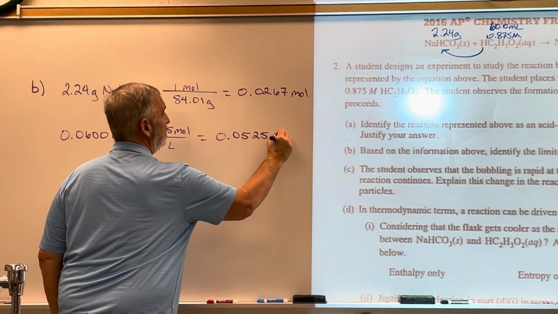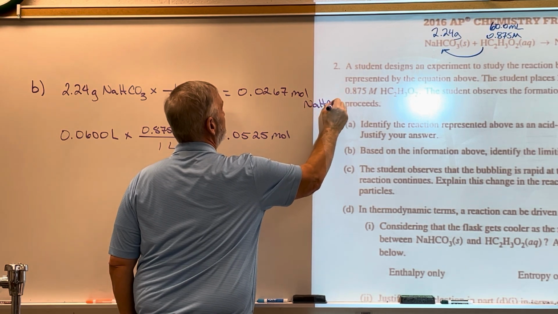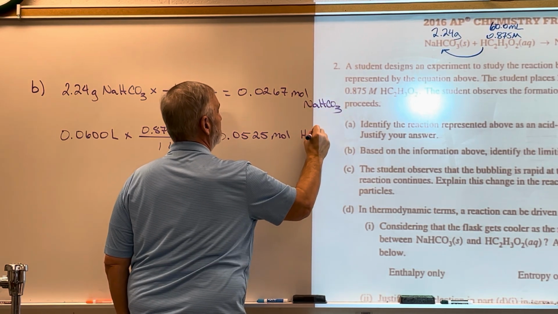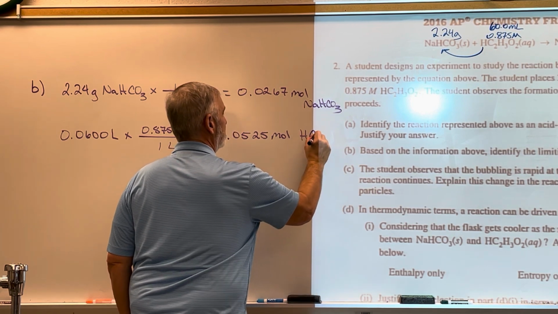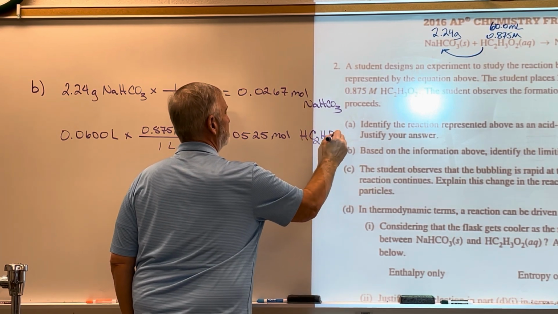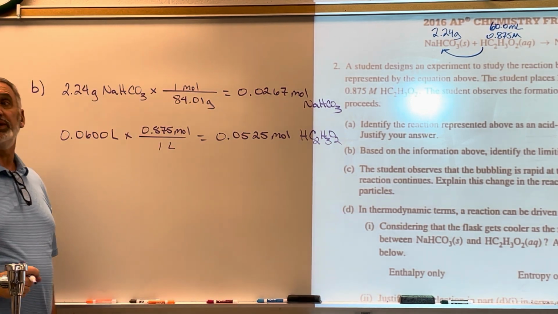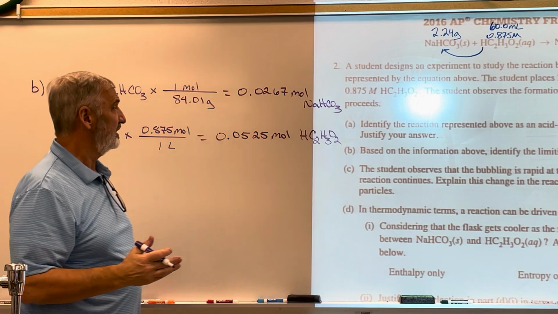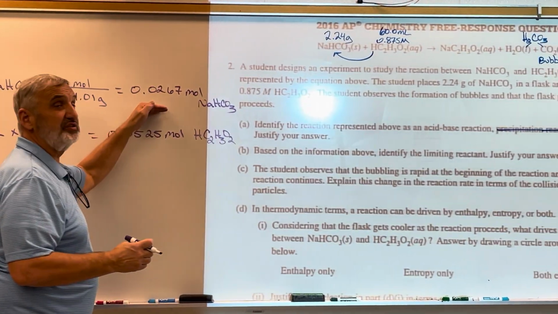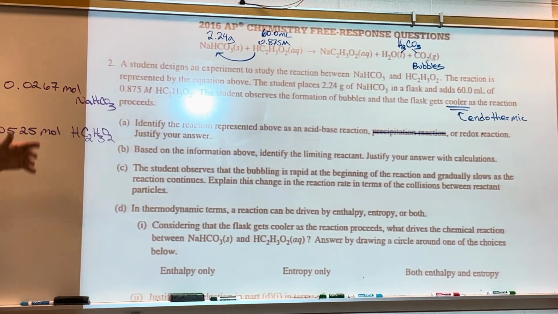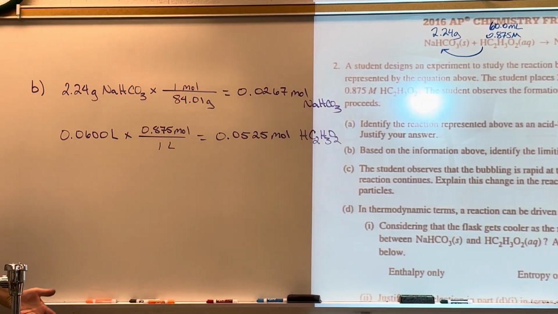0.0525 moles. And I need to label them: NaHCO3 and HC2H3O2. So which one's my limiting reactant? You have to justify your answer with calculations, and so you just say because it has fewer moles, it's the limiting reactant. Okay? So that's your calculations.